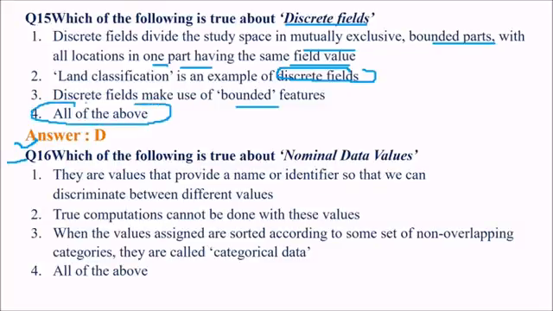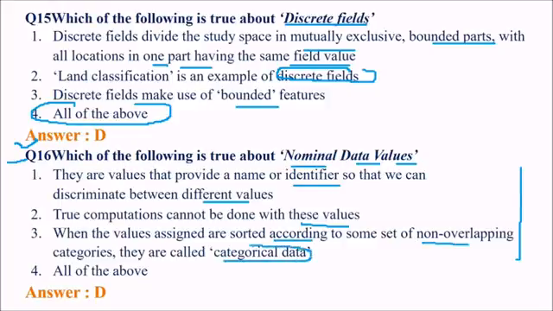Next is, which of the following is true about nominal data values? Nominal data values. Options are here. Read them very carefully and answer them. The answer is again all of the above. Why? Because nominal data values are values that provide a name or identifier so that we can discriminate between different values. First of all, true computation cannot be done with these nominal data values. When the values assigned are sorted according to some set of non-overlapping categories, they become the categorical values or data.